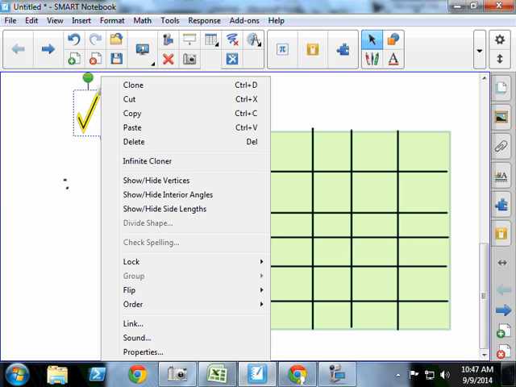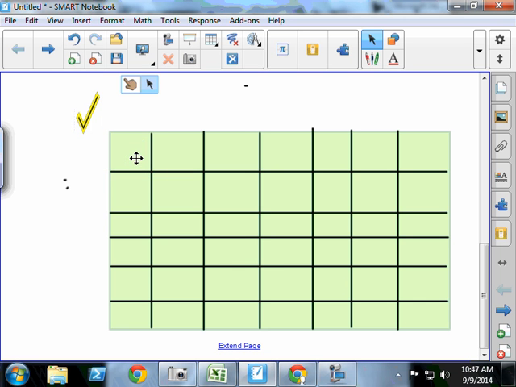Better? All right, so we're infinitely cloning that. I have a volunteer to come on down and put it. Yeah, we got one right here. So we're going to put some check marks in a box. In some of the boxes, it would represent a convenience sample.